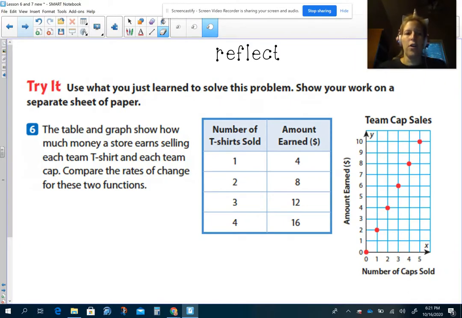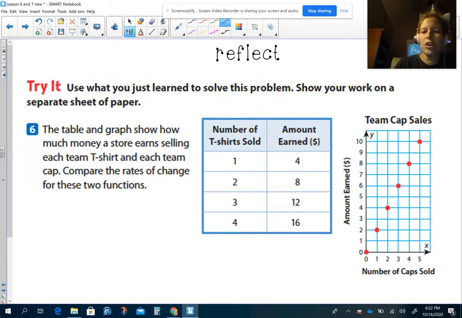So let's try one on our own. In your notebook, in your lesson book, I'm going to read it and I want you to pause your video and answer. The table and the graph show how much money a store earns selling each team t-shirt and each team cap. Compare the rates of change for these two functions. Pause my video and compare the rates of change. 3, 2, 1. Okay, let's see how you did.